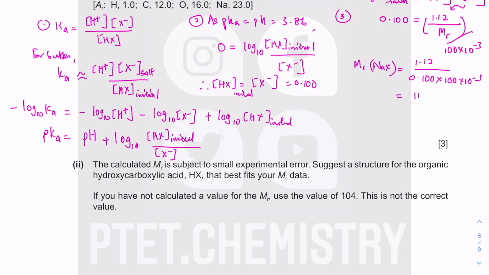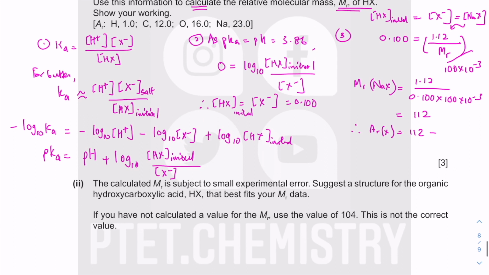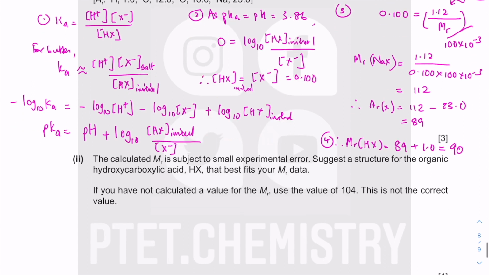And I get 112. So therefore the AR of X is equal to 112 minus, there's one sodium there, and the sodium is 23.0 atomic mass. So that is 89, or 89.0. So therefore the MR of HX is equal to 89 plus 1.0. I get 90, or 90.0 would have been alright.